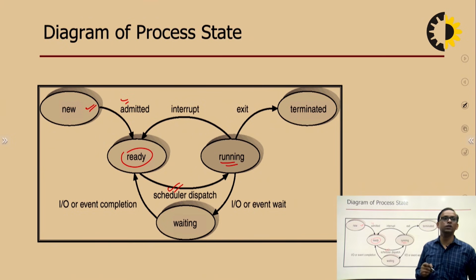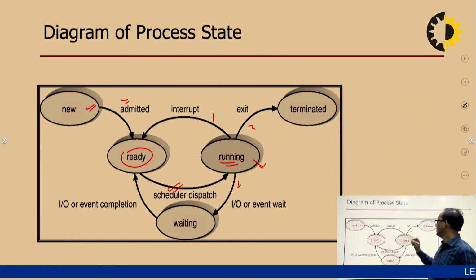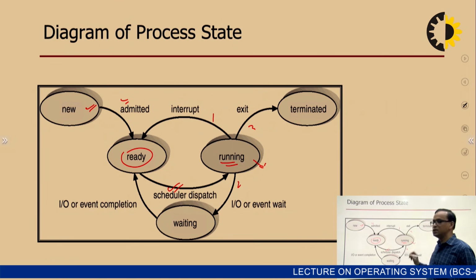Next stage is the running state. Whenever CPU starts to execute the instructions of a process, at that time the process will be in running state. Now, during the running state, there may be 3 cases. This is case 1, this is case 2, and this is case 3. In case 1, what will happen? Suppose a particular process is under the execution of the CPU.